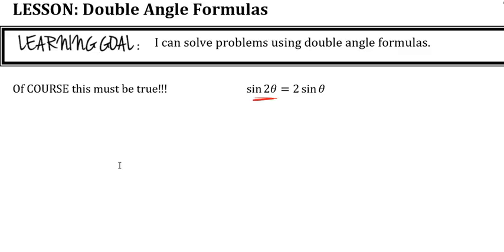So if I look at this and I think, well, if I was graphing both of those, if this was true, this would be an identity. And it would always be true for all values of theta. And so the graphs would be identical, right? That's what it means. The graph of sine 2 theta would have to be equal to the graph of 2 sine theta. What is the graph of sine 2 theta?